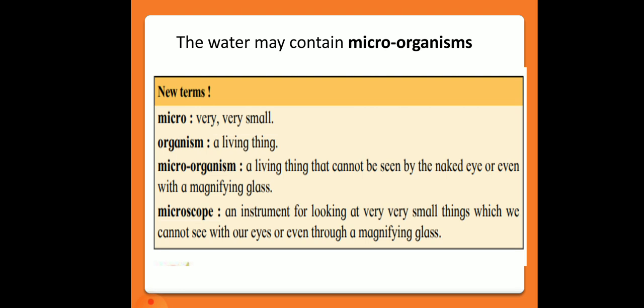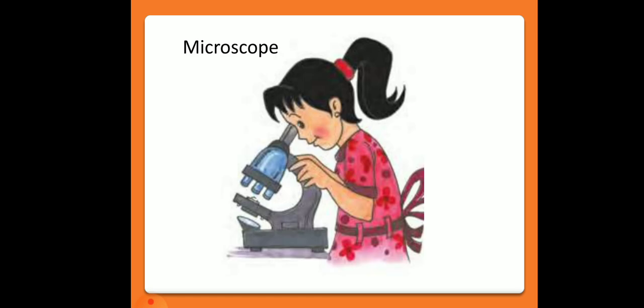So, children, microscope is an instrument for looking at very very small things which we cannot see with our eyes or even through a magnifying glass. Here you can see a picture of a microscope.